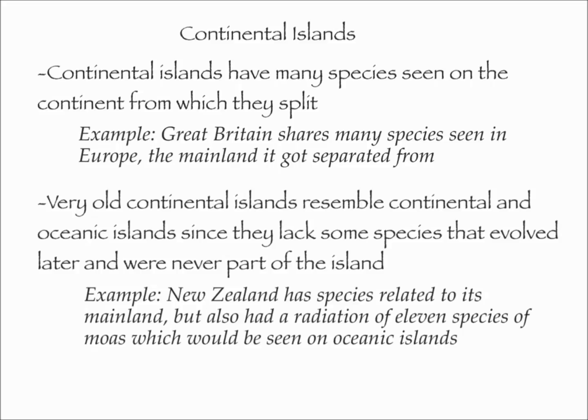For example, New Zealand has species related to its mainland, since it's a continental island, but also had a radiation of 11 species of moas, which would be seen on oceanic islands.